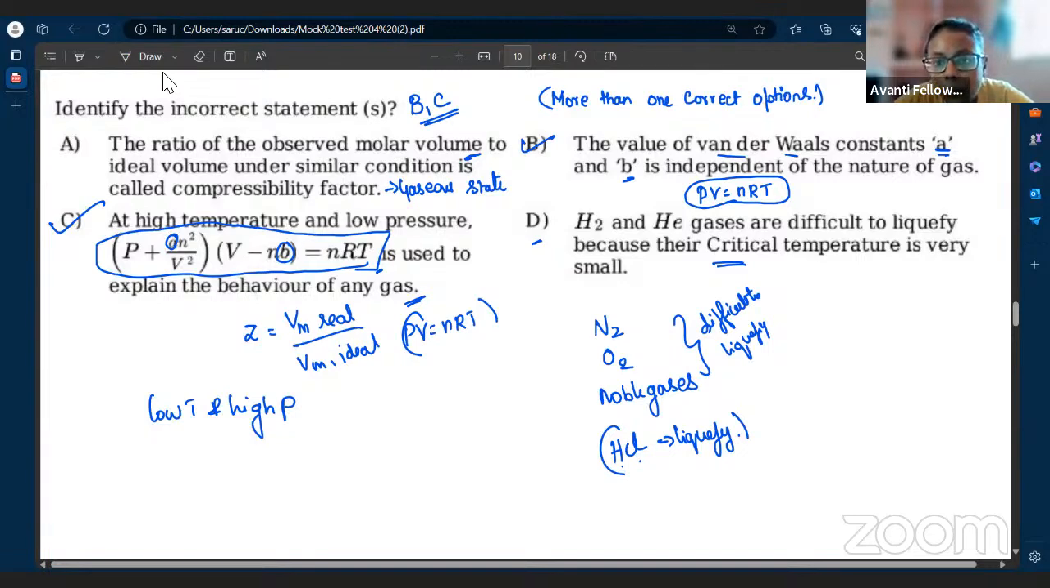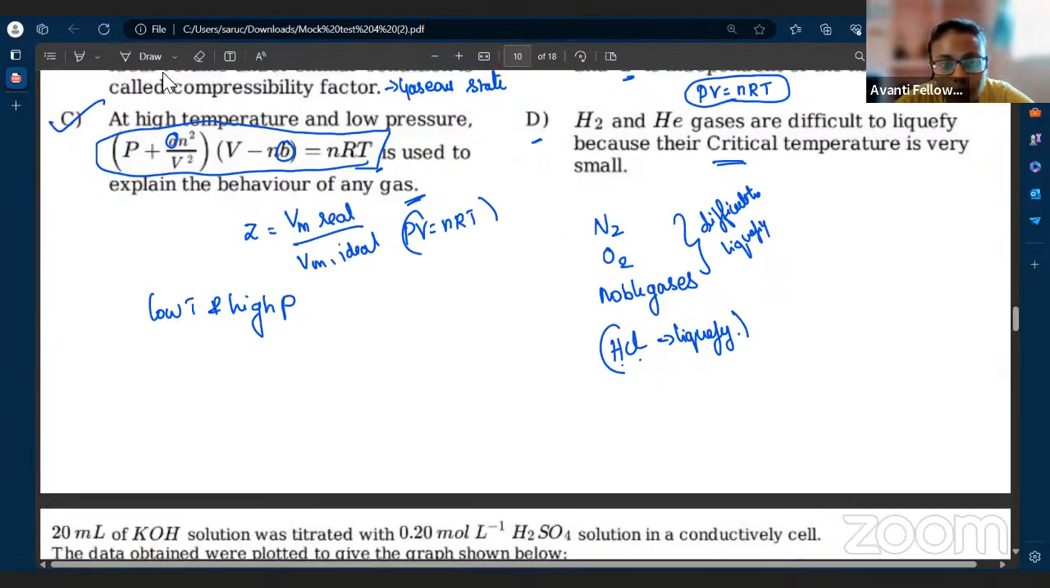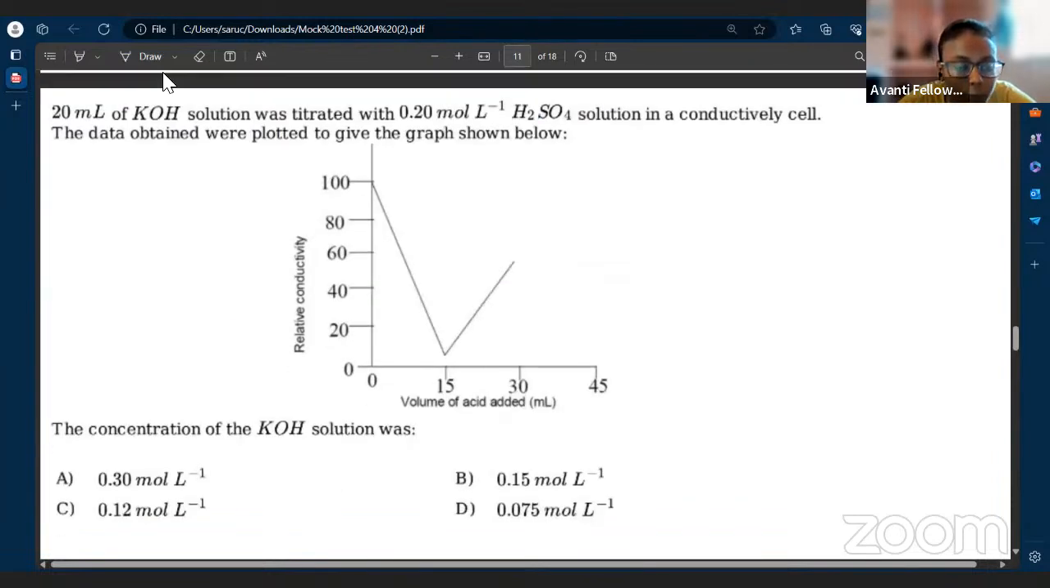Yes. Moving on to the next question. Look over this question. 20 ml of KOH solution was titrated with 0.2 mol/L H2SO4 solution in a conductivity cell. The data obtained were plotted to give the graph shown below. What is the concentration of the KOH solution? You are going to titrate KOH versus H2SO4 in a conductivity cell, and the data obtained is given over here.